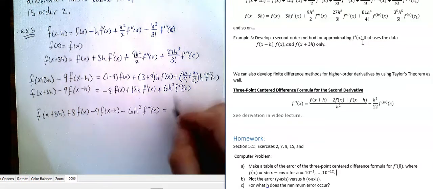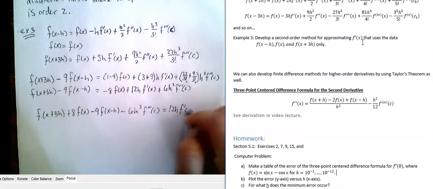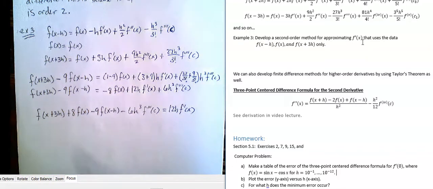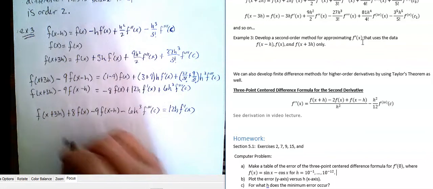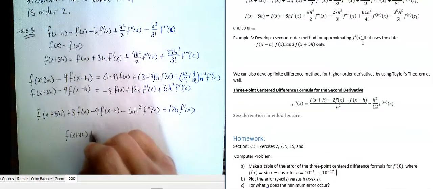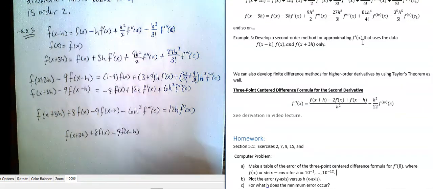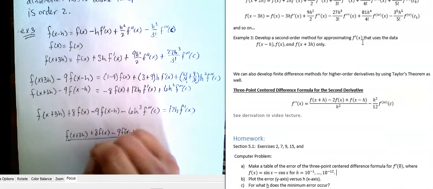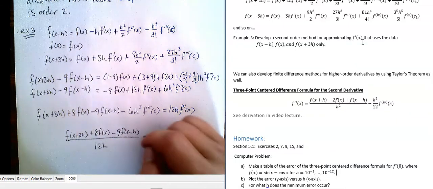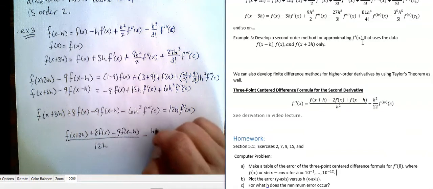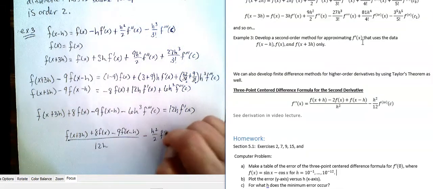And that's going to be equal to 12h f prime of x. Dividing both sides by 12h yields our result. So f of x plus 3h plus 8 f of x minus 9 f of x minus h, that's my approximation over 12h. Minus, now 6h cubed divided by 12h will give us 1/2 h squared. So this is h squared over 2, f triple prime of c.